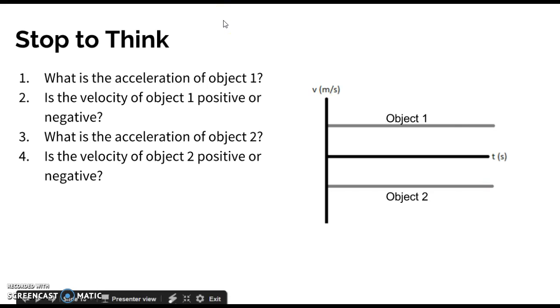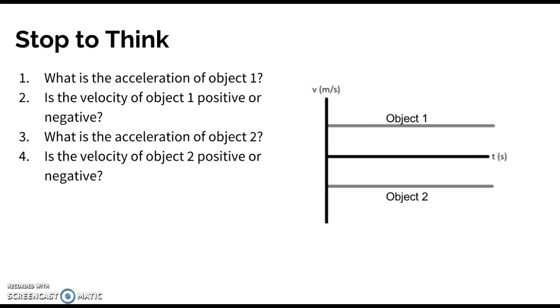So pause and think. My first question for you is, what is the acceleration of object 1? Object 1 is this graph up here. What is the acceleration? So we see here our acceleration is going to be 0. The reason for that is the acceleration is going to be the slope of this line. This line has no slope, it's a flat line. The slope is 0, so our acceleration is 0.